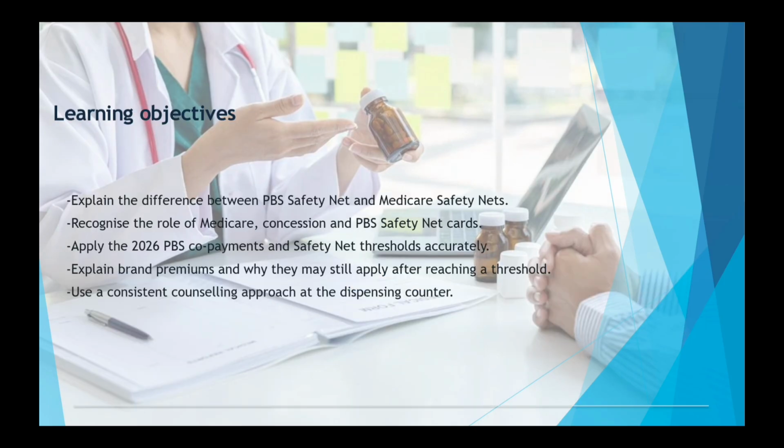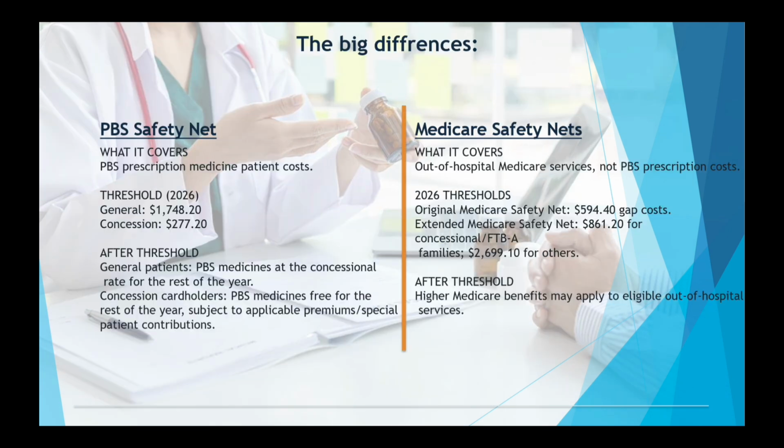About the learning objectives, I will be explaining the difference between the PBS safety net and the Medicare safety net. I will explain how to recognize and what is the role of Medicare concession and PBS safety net cards, the co-payment safety net threshold, and the brand premium, and whether it will be included in the safety net. I will also be giving points for counseling at the dispensing counter while encountering those things.